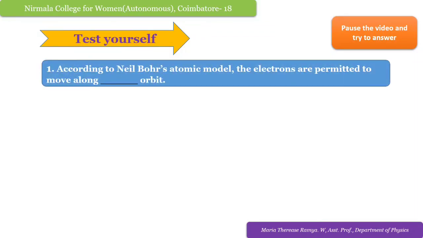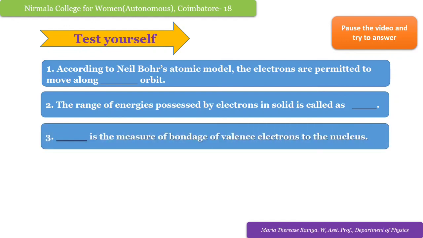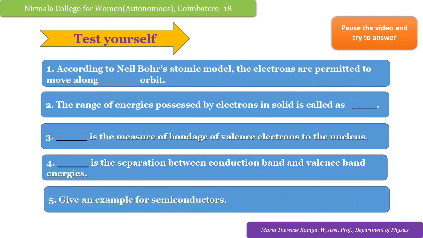And next, let me check your understanding level by testing yourself. Pause the video and try to answer these questions. According to Niels Bohr's atomic model, the electrons are permitted to move along dash orbits. Second one, the range of energies possessed by electrons in a solid is called dash. Dash is the measure of bondage of valence electrons to the nucleus. Dash is a separation between conduction band and valence band energies. Give an example for a semiconductor.